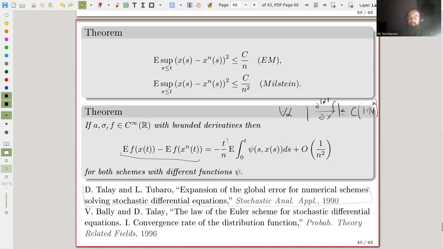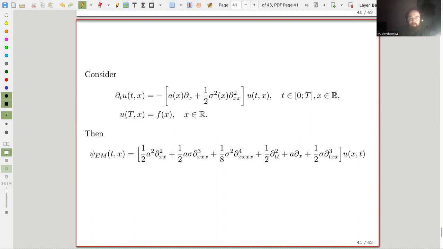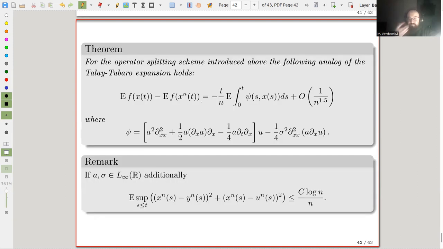And it has the same first order for both schemes, but phi is different. For Euler-Maruyama, it has this form. And actually, I want to say that under the same conditions on a, sigma and f, if we consider splitting of a diffeomorphic flow, not the Harris flow, but a diffeomorphic flow, so the flow of solution to the ordinary stochastic differential equation, the same decomposition holds, but we lose 1/2 here, and our function is different.